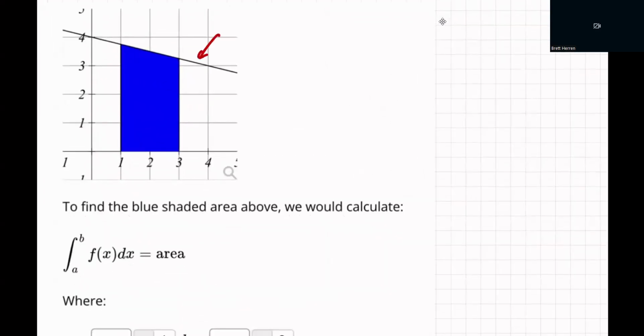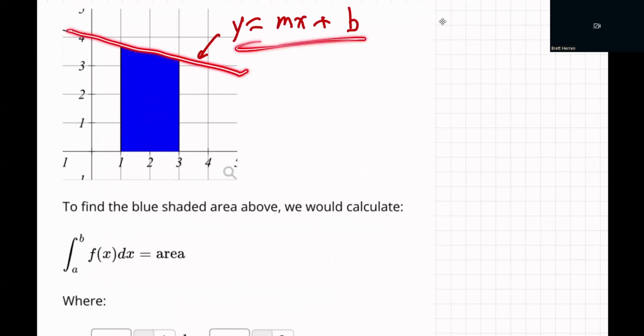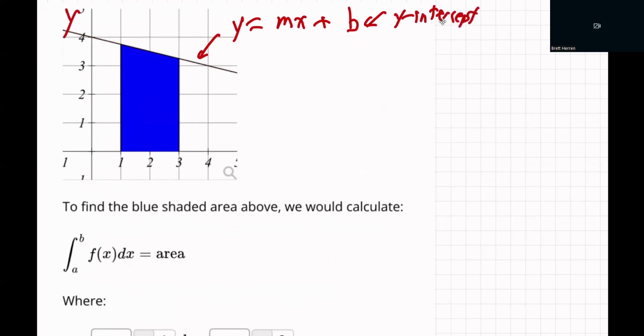So this line is y equals mx plus b, right? Because it's a straight line. Anytime you have a straight line, the equation is mx plus b. What is b? b is the y-intercept. Remember, that's where the graph hits the y-axis. So this is the y-axis, this is the x-axis. That's at 4. So b is 4.